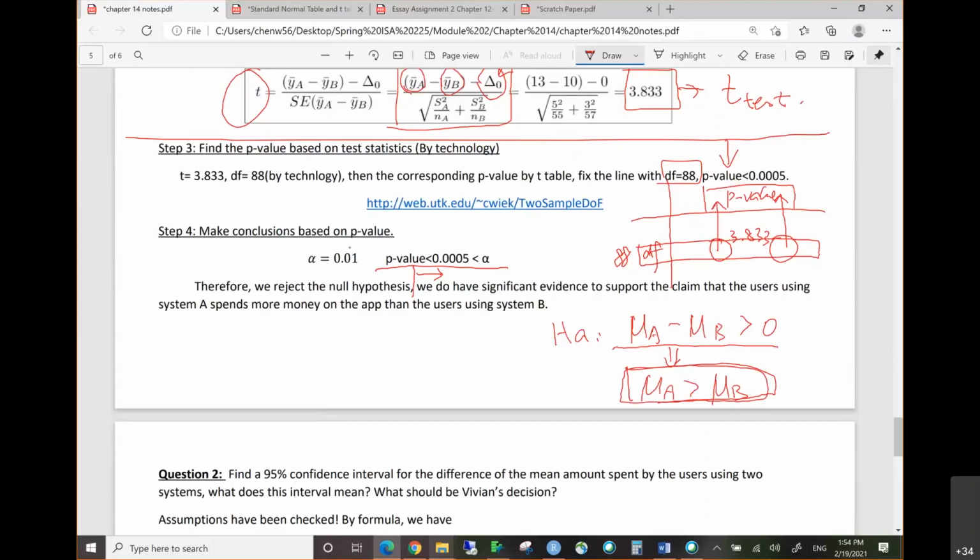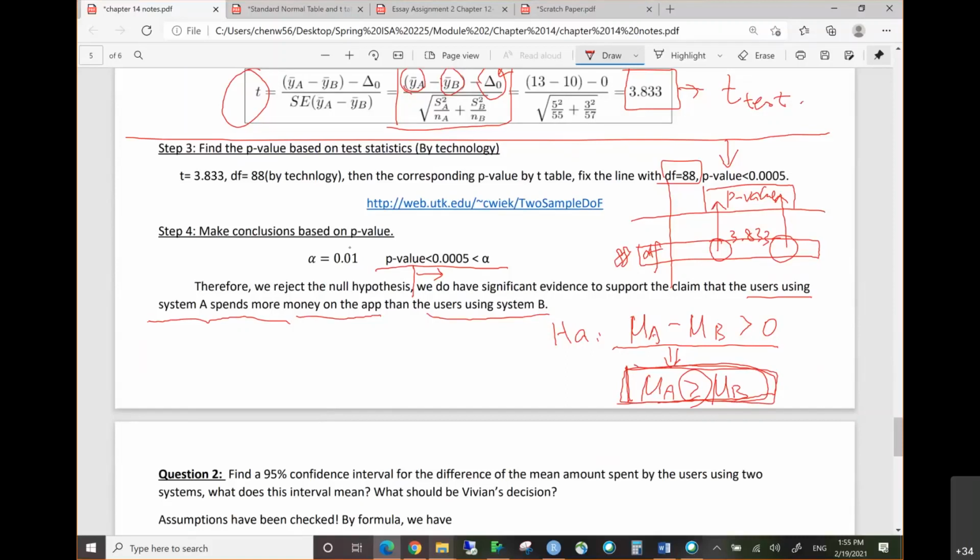So that means if we have enough evidence to support our claim, that means we have enough evidence to support that the users using system A spend more money on the app than the users using system B. So this will be your complete conclusion about your claim. Right? We do not care about their difference. We care about who is larger.